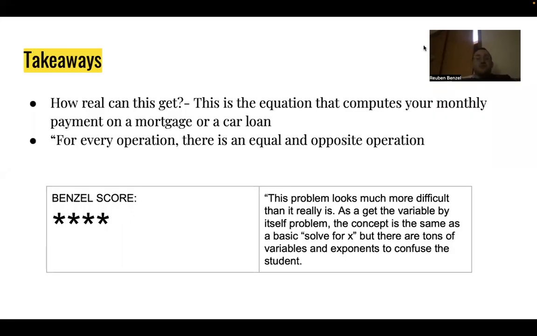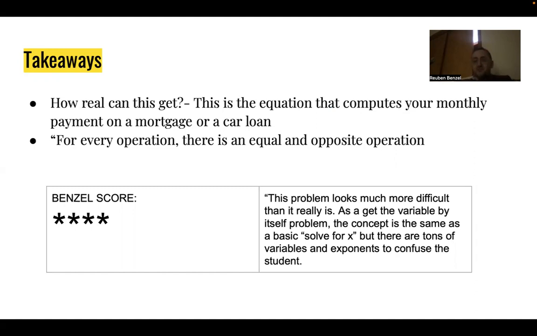So just a little recap here. Takeaways of this question. First of all, I think it is warranted that this question is on the SAT. How real can this get? I've actually seen finance officers and mortgage officers enter numbers into computer programs to see what your monthly payment is. And it turns out that this is how your monthly payment is computed, with formulas like these. So you better know how these formulas work.